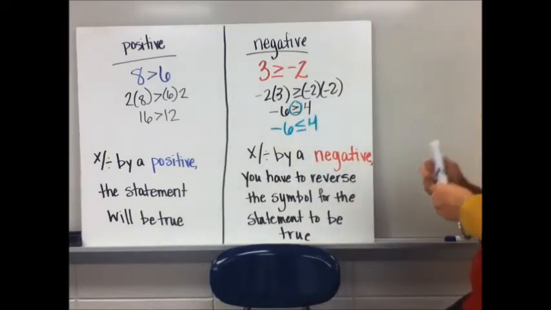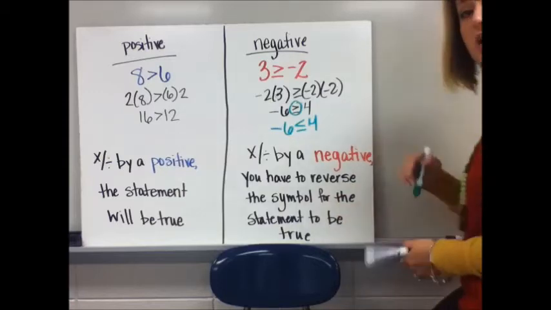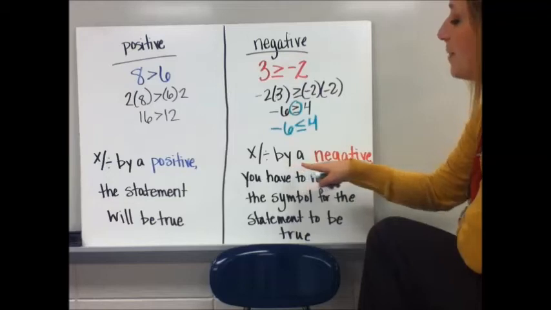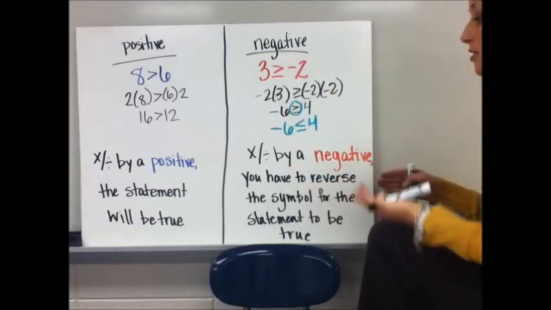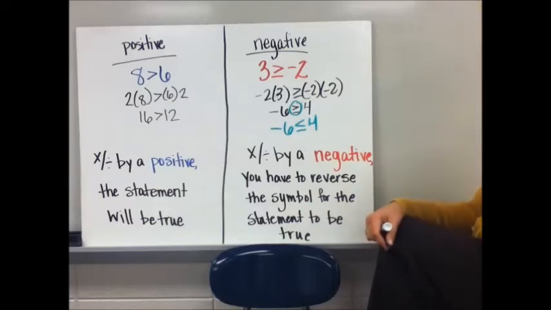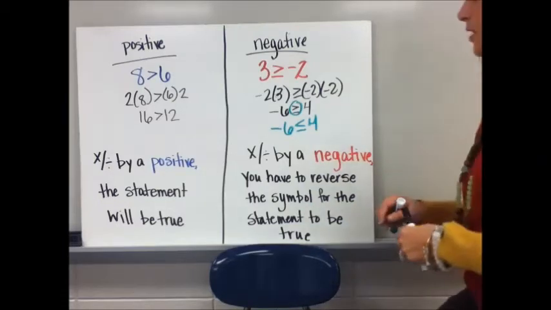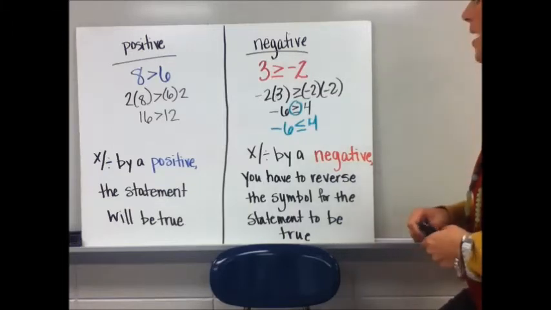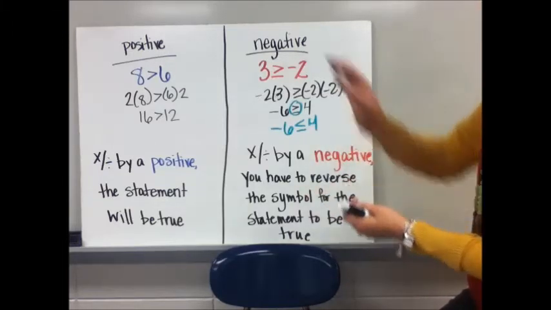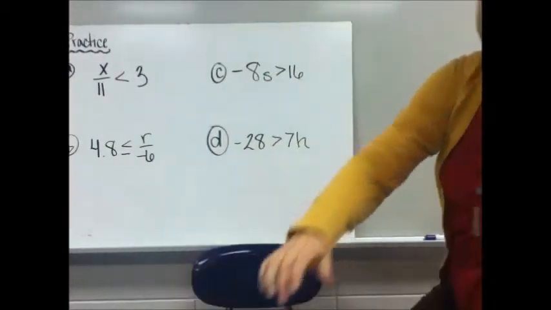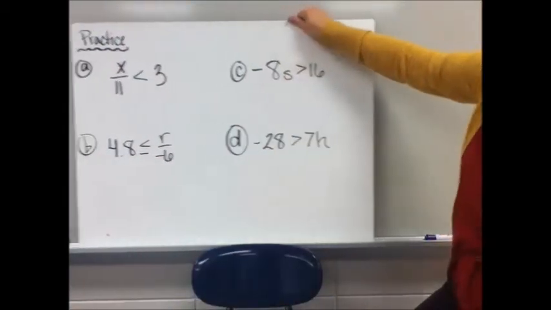now a true statement. So this is your rule. This is what's different about multiplying and dividing. If I'm going to multiply or divide by a negative, in order to solve, you have to reverse the symbol for the statement to be true. So if what I'm undoing is multiplying or dividing by a negative, then I'm going to reverse the symbol. Let's practice this.